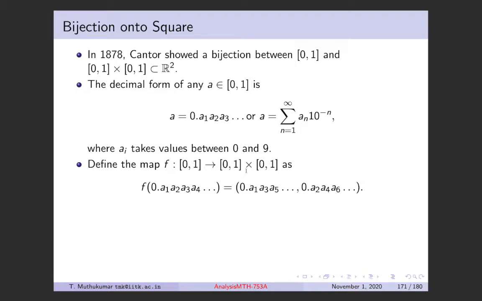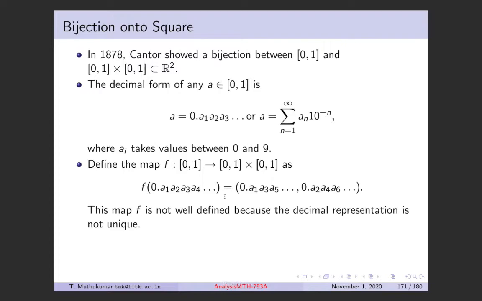But the aim is to construct a bijection. So he defined this map. The problem with this map was that it is not well defined.